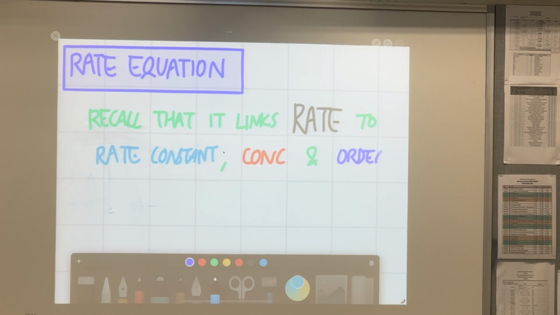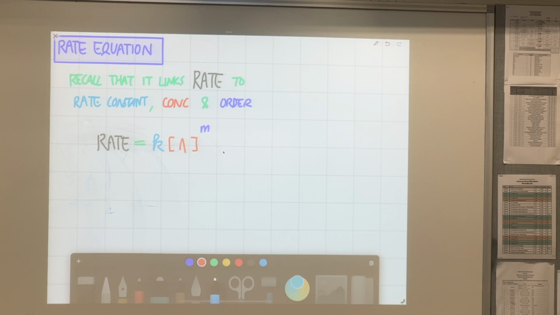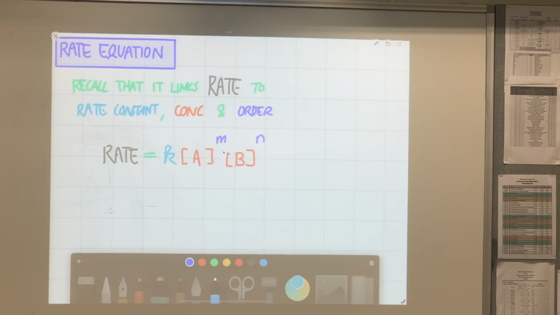So we can summarize it this way. We have rate equals K, concentration term, raised to a power, like that. So you have A, B, M, and N. Now we look at another equation. So another equation is the Arrhenius equation you see in here. It looks even more complicated. But don't worry, the questions are really simple about this equation.